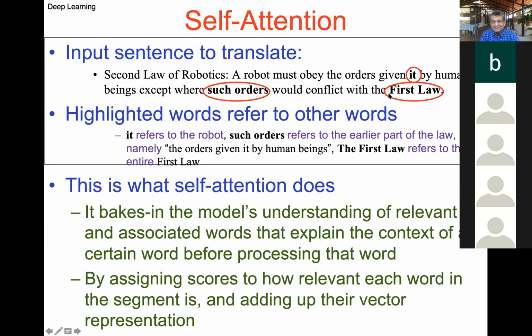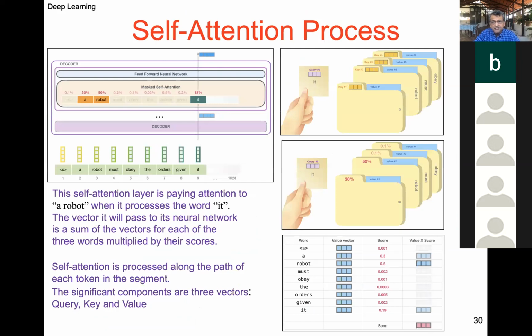which is what self-attention goes about figuring out: what do these things refer to? It bakes in the model's understanding of relevant words and associated words that explain the context of certain words before processing that word. So before we start translating "such orders," it knows there is a certain importance in the connection between "such orders," "these orders," "it," and "robot." Self-attention is saying that even within a sentence, there are all these dependencies. And so it's defining self-attention.